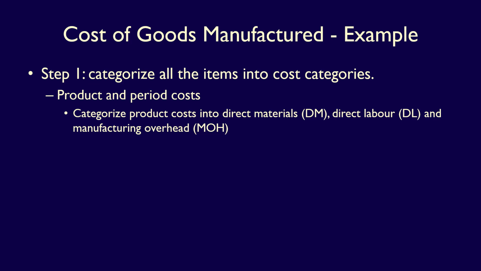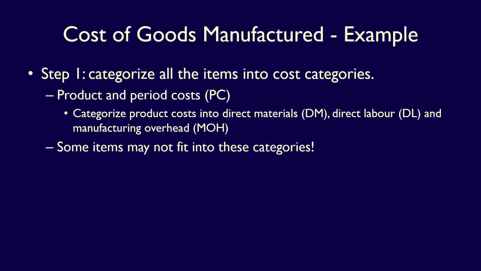The first two categories are product costs and period costs. For each product cost, we then have to divide into one of three categories: direct materials, denoted as DM, direct labor, DL, and manufacturing overhead, MOH. Recall the manufacturing overhead are all the indirect costs related to the production of the product. Remember also that period costs are all the costs which are not product costs. We'll denote these as PC.